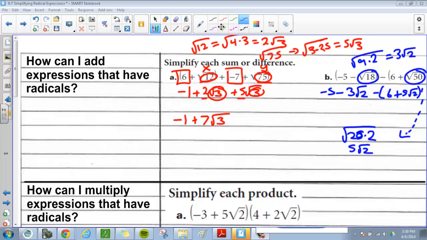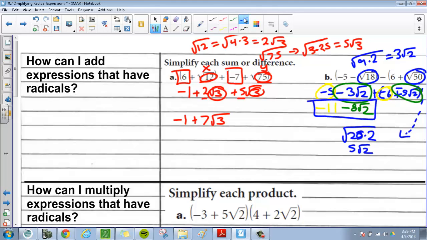Remember how I deal with this negative. We're subtracting the whole thing. So I make it a positive. This is the opposite, and that's the opposite. So I got negative 6, and now it's negative 5 square root of 2. So let's combine like terms. I'll combine this negative 5 and that negative 6 together to get negative 11. And then I'm going to combine this negative 3 square root of 2 and that negative 5 square root of 2 to get negative 8 square root of 2. And there's your final solution right there.